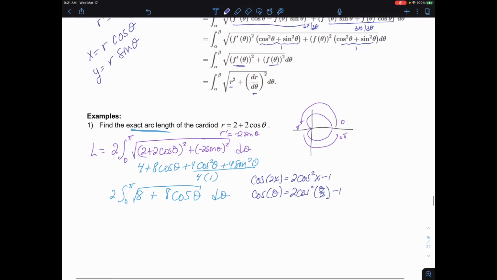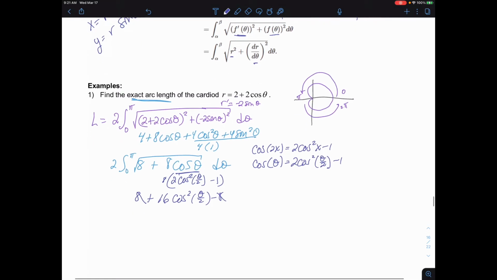So let's replace that right here. So 2 cosine squared of theta divided by 2, minus 1. And remember, that's going to be distributed by an 8. So we're going to have 8 plus 16 cosine squared of theta divided by 2 minus 8. And my 8s are going to cancel out. And now I'm going to have a square root over that.